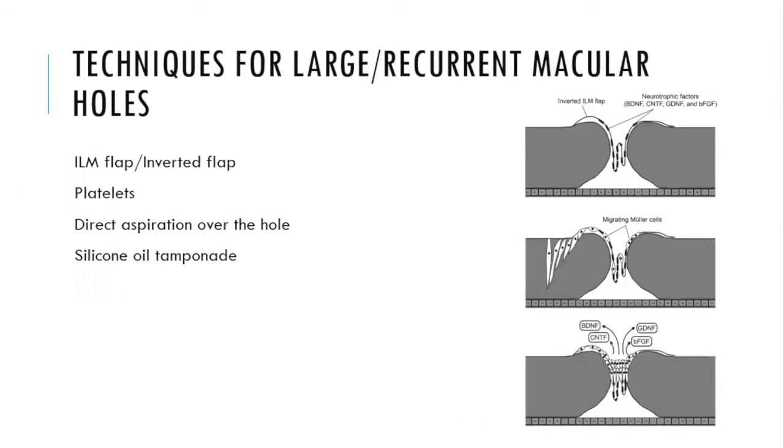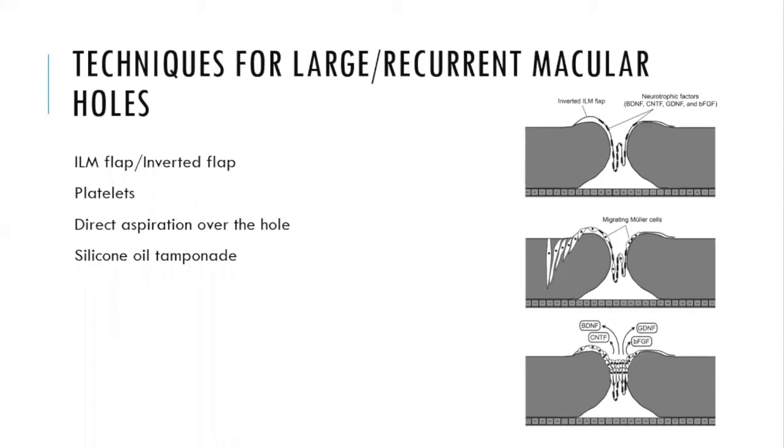So, techniques for larger macular holes or failed macular holes, holes that haven't closed. Retinal conference is all about new techniques and new methods of fixing things. So can you use an ILM flap? Can you peel a little bit more of the internal limiting membrane and in fact place this over, drape this over the top of the macular hole?